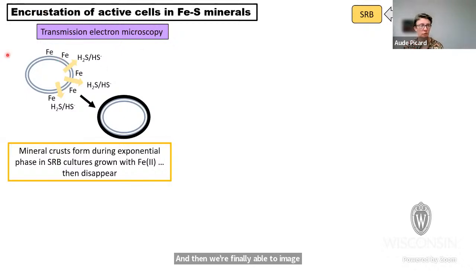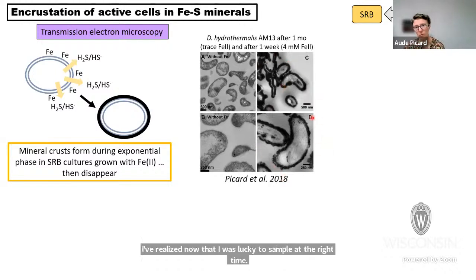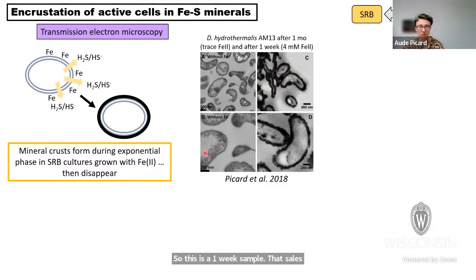As I said before, we have this expectation that there is a templating effect that could lead to encrustation of cells, which is what we see. This is all work where I've realized now that I was lucky to sample at the right time. This is a 1-week sample that shows cells completely encrusted. On the left side is the comparison of cells grown without iron. So you can see this thick crust.